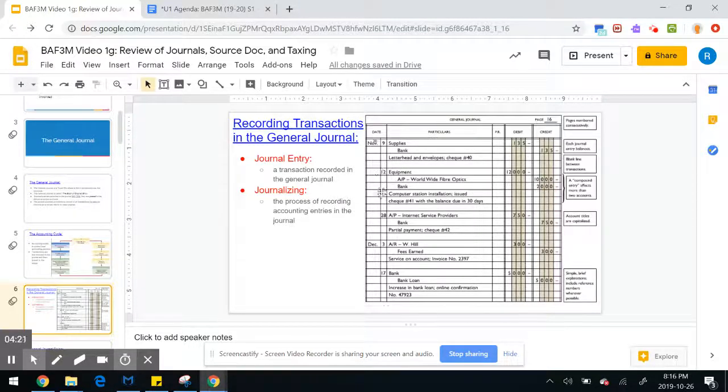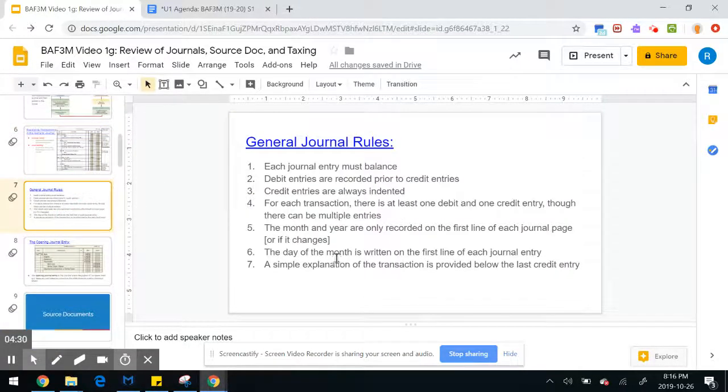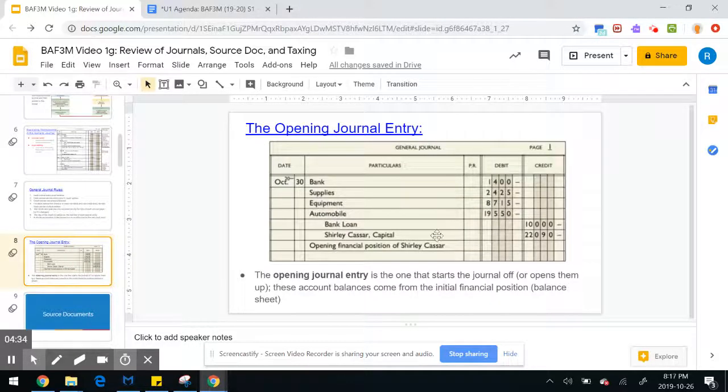But what is important is within an entry, all the debits need to come first, and then all the credits for that entry need to come second. All right, and those are all the big things. The rules are restated here, so if you want, you can pause and take a look. This slide was also in an earlier slideshow, as most of these are.